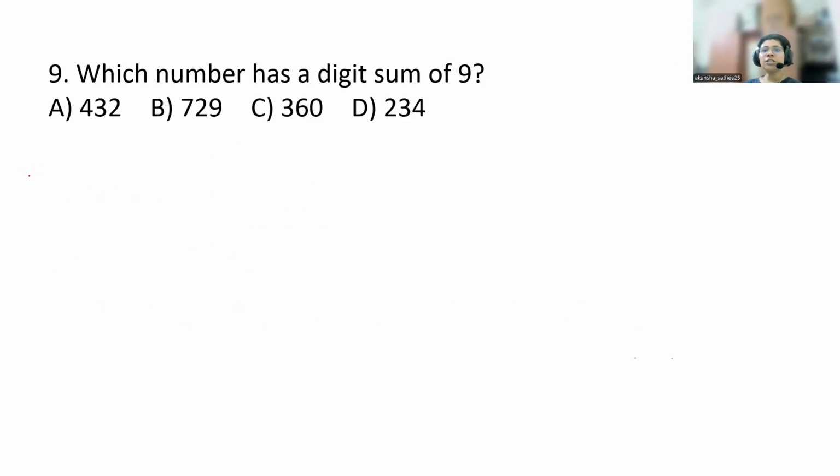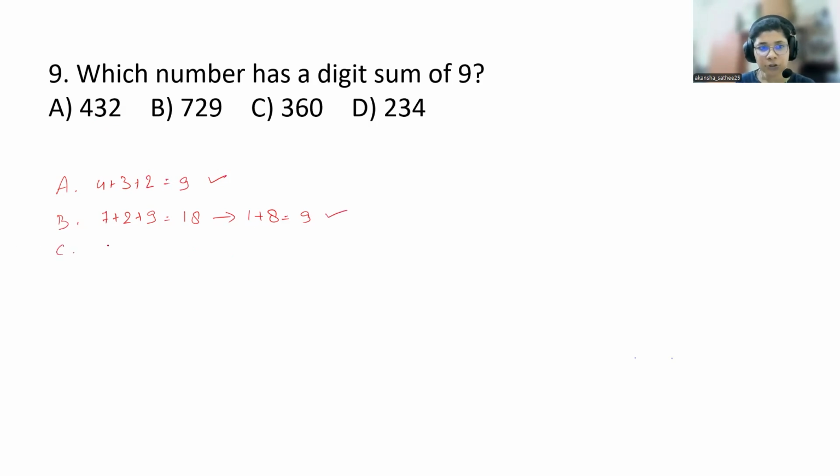Okay, next. Which number has digit sum 9? We have already done a similar kind of problem. So option A is 4 plus 3 plus 2. 4 plus 3 is 7, plus 2 is 9. A option is correct. Now let's see B option. 7 plus 2 plus 9. 7 plus 2 is 9. 9 plus 9 is 18. Again, you have to do the digit sum. It is 9, right? So B is again correct.